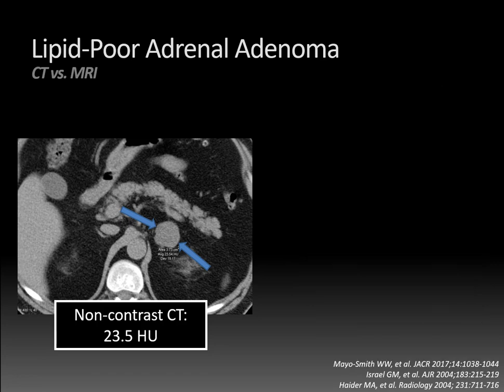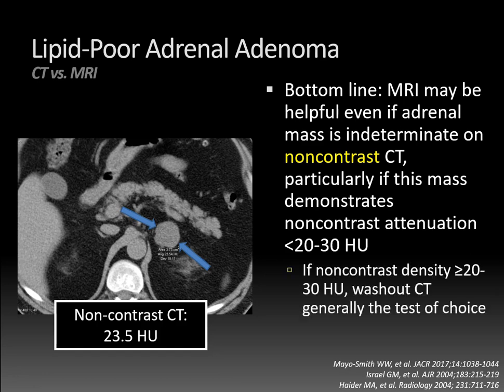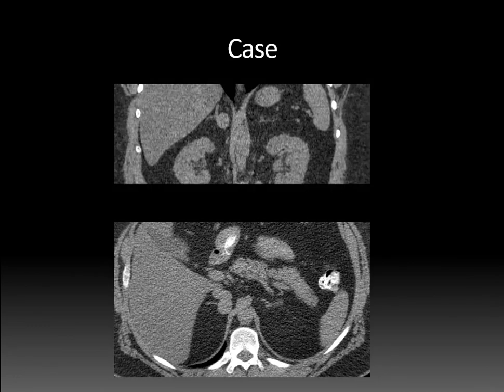So how do we use this clinically? The bottom line is MRI might be helpful even if an adrenal mass is indeterminate on a non-contrast CT, particularly if this mass demonstrates a non-contrast density of less than 20 to 30 Hounsfield units. So if the non-contrast density is 20 or 30 Hounsfield units, it's best to go right to washout CT as opposed to MRI to further characterize the adrenal nodule. So here's an example to bring that point home. You can see that there's a right adrenal nodule, well circumscribed and homogeneous on this non-contrast CT scan.